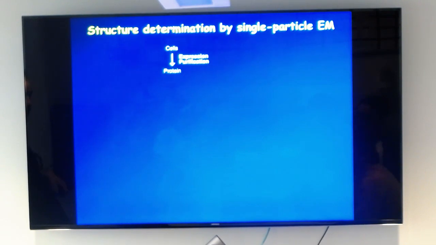So once you have the protein, you will prepare your specimen, you basically vitrify it. The reason is that your proteins consist mostly of water.